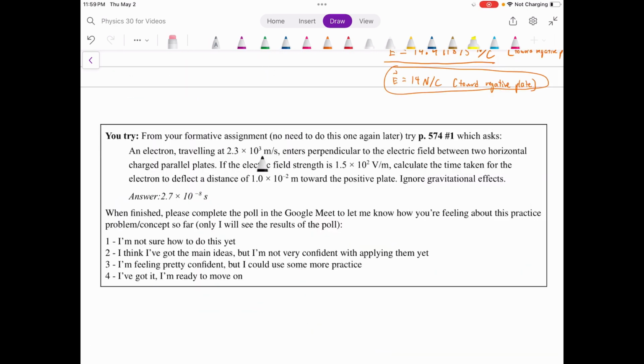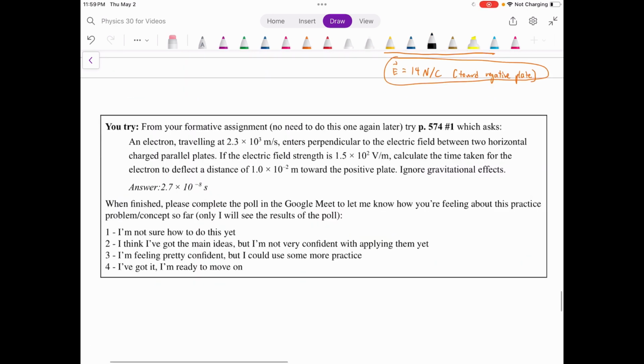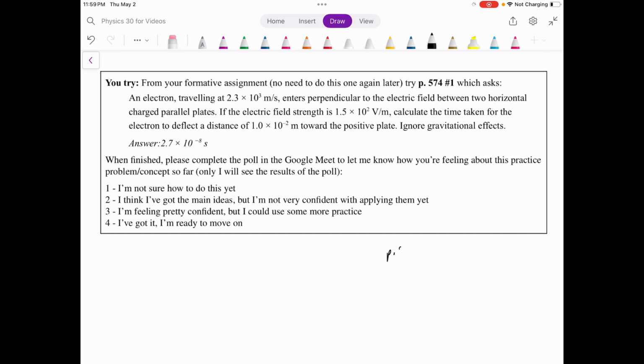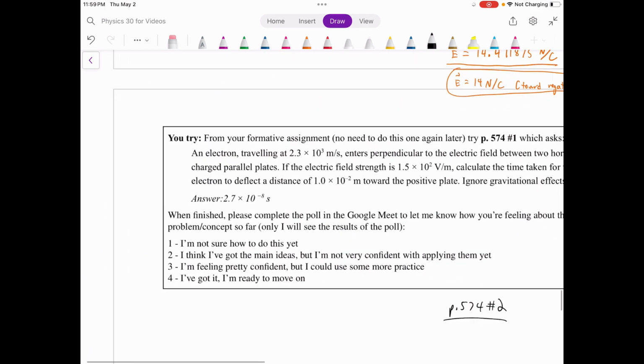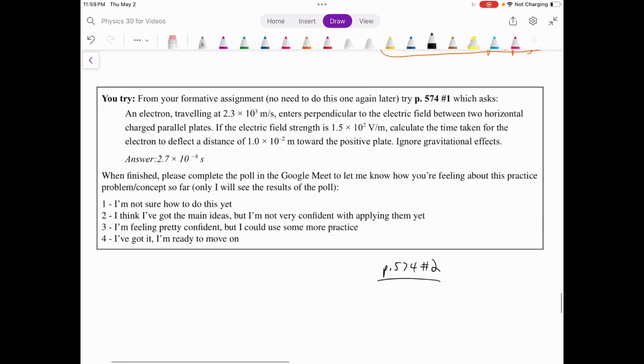Alrighty, so go ahead and try this one out from your formative assignment. Of course, you can also now do the other one from your formative assignment. This is the end of the lesson anyway. That's page 574, number 2. Short formative assignment. It's just a couple of these kinematics and dynamics within an electric field type questions. So try those out. As always, my solutions are posted. The textbook solutions are posted. If you get stuck and you just need a push in the right direction, you can consult those. Of course, as always, do not hesitate to reach out to me via email or booking a meeting or whatever. I'm always happy to help.